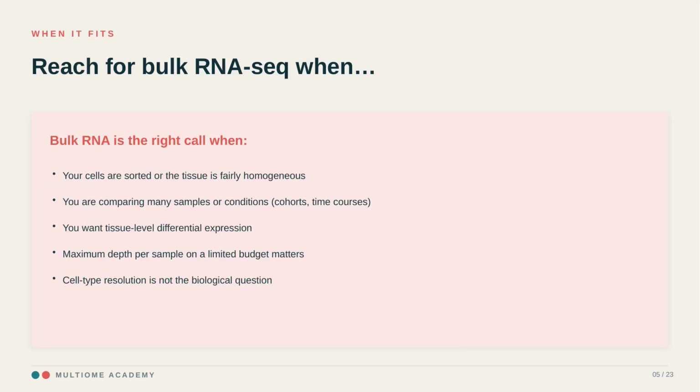So, when is bulk RNA the right call? When your cells are already sorted, or the tissue is fairly homogeneous. When you're comparing many samples or conditions, like a clinical cohort or a time course. When you want tissue-level differential expression. When maximum depth per sample on a limited budget matters. And when cell type resolution simply isn't the question.